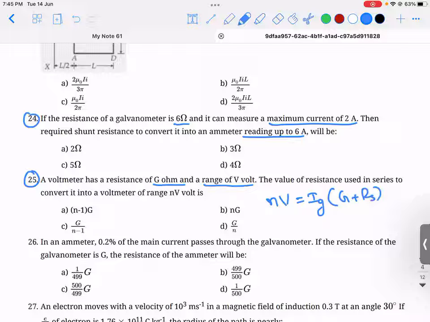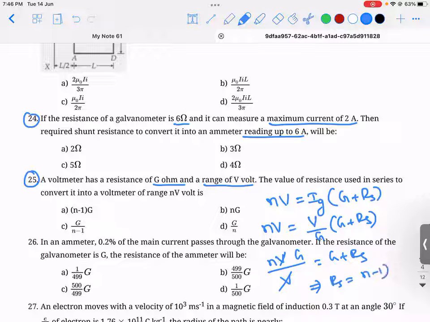Okay. So NV is equal to Ig times how much? V divided by capital G into G plus RS. So NV into G divided by V is equal to G plus RS. V and V will get cancelled, which implies RS is equal to (N minus 1) into capital G.